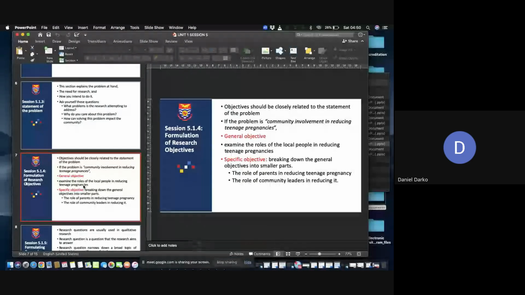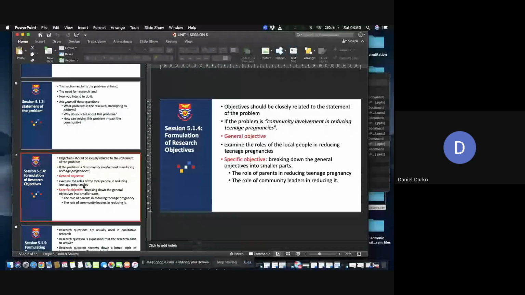If the problem is community involvement in reducing teenage pregnancy, then the objective should be to examine the role of the local people in reducing teenage pregnancy. But in stating the objectives, you have to introduce an action verb: examine, identify, discuss, explain. The action verbs are important.